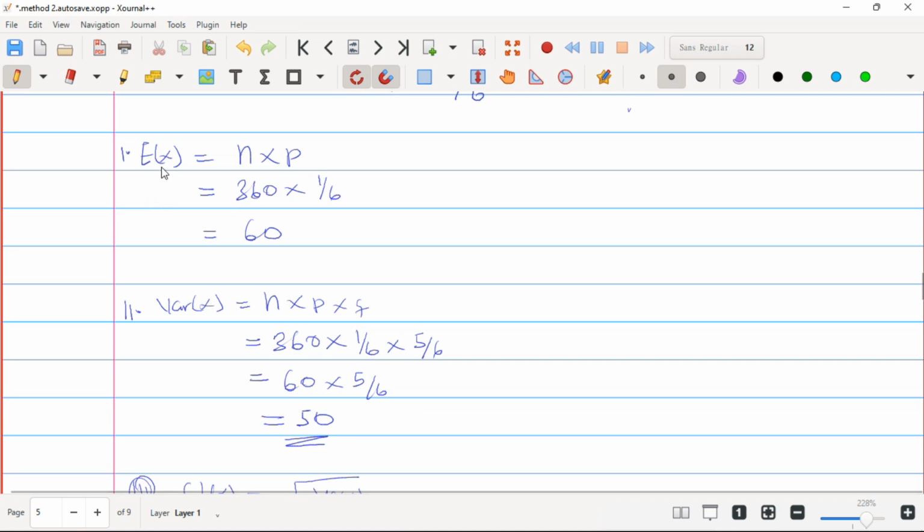So once we have our n, p, and q, this will be very simple. The expectation of x is equal to n times p. Here we are going to get 360 times 1 over 6, which is 60. Because expectation is the number of trials times the probability of success. And then for the variance, it's going to be the number of trials times probability of success times probability of failure, of which you are going to get 360 times 1 over 6 times 5 over 6, which gives 50.